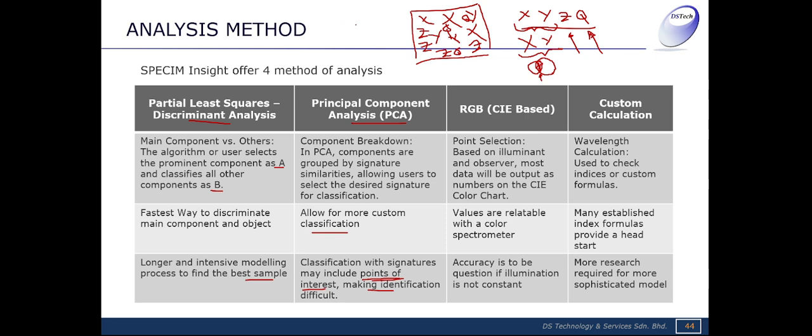And moving on, you have RGB based. So this is very common. You want to look at LLB values. It's commonly used in spectrometers already. I think this is very straightforward. The custom calculation is you want to look at indices. So, for example, you have NDVI. So you have this. I think it's not mistaken.